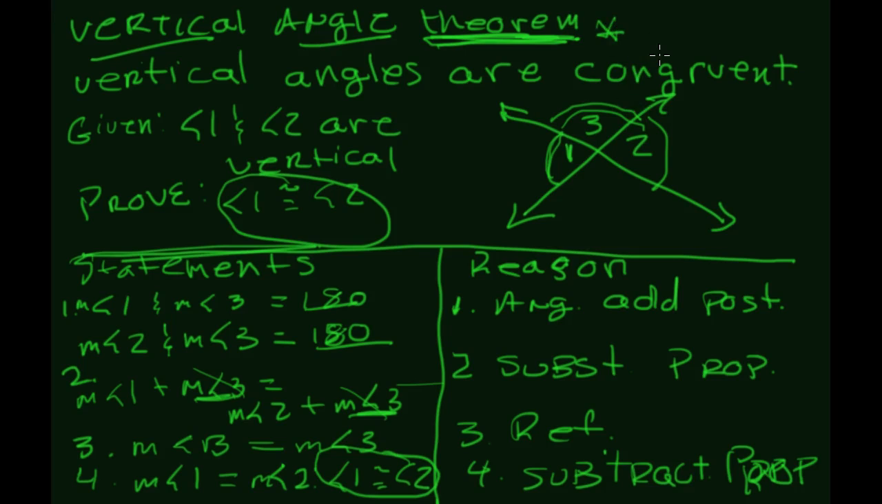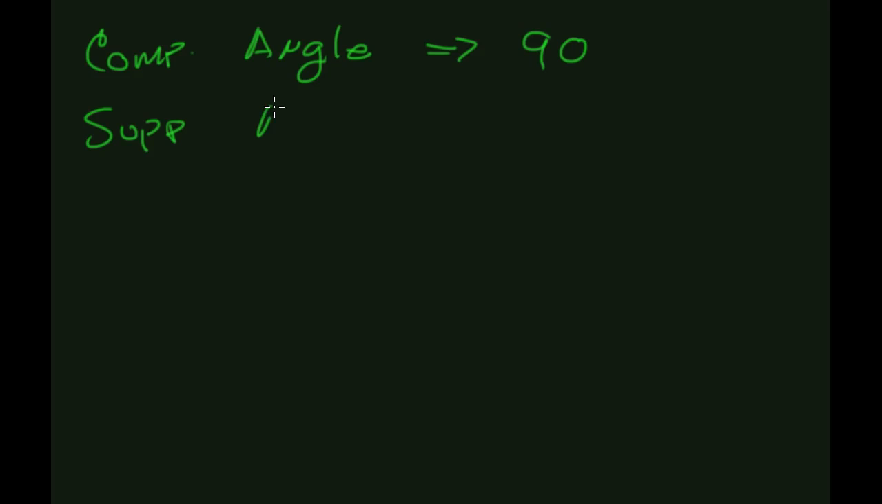Okay, so once I've proven that, I don't have to prove it anymore. I know this is true. I can use it for all time. Okay, so a quick summary of ideas. We have that complementary angles add up to 90. We know that supplementary angles add up to 180. If they happen to be next to each other, we call them a linear pair.